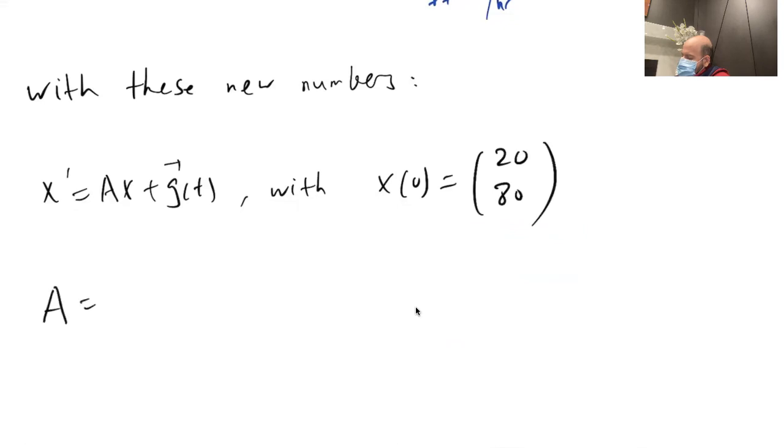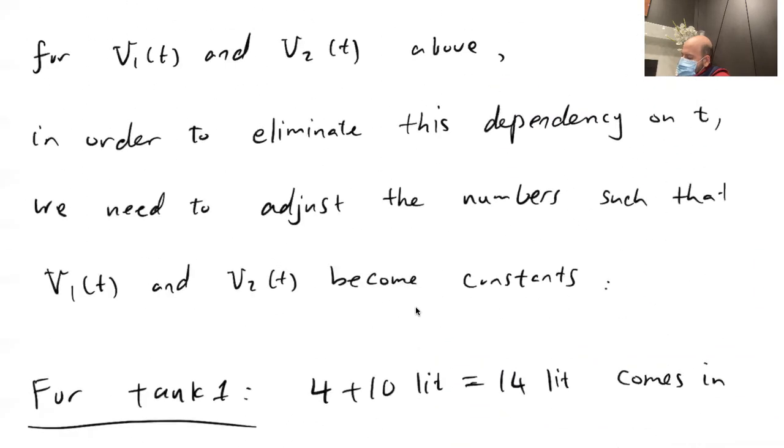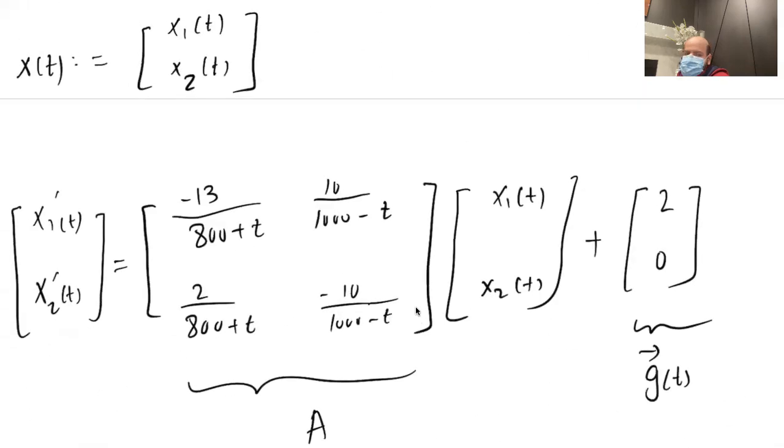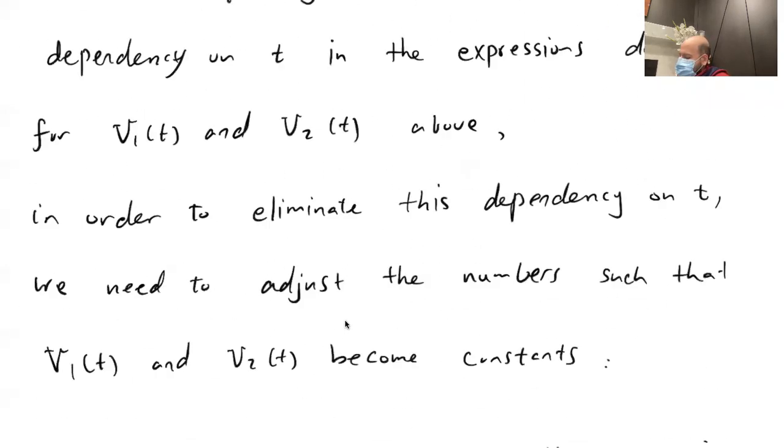And the matrix A. So how will matrix A change? So matrix A, these numbers that we had, 800 plus the 1000 minus C, there will be V1 of t, V2 of t. And now we have adjusted the numbers so that this V1 of t is always 800, V2 of t is always 1000. Everything else is still the same as before. So I just need to change these numbers to 800, this one to 1000, this one to 800, this one to 1000. So then I'll have minus 13 over 800.